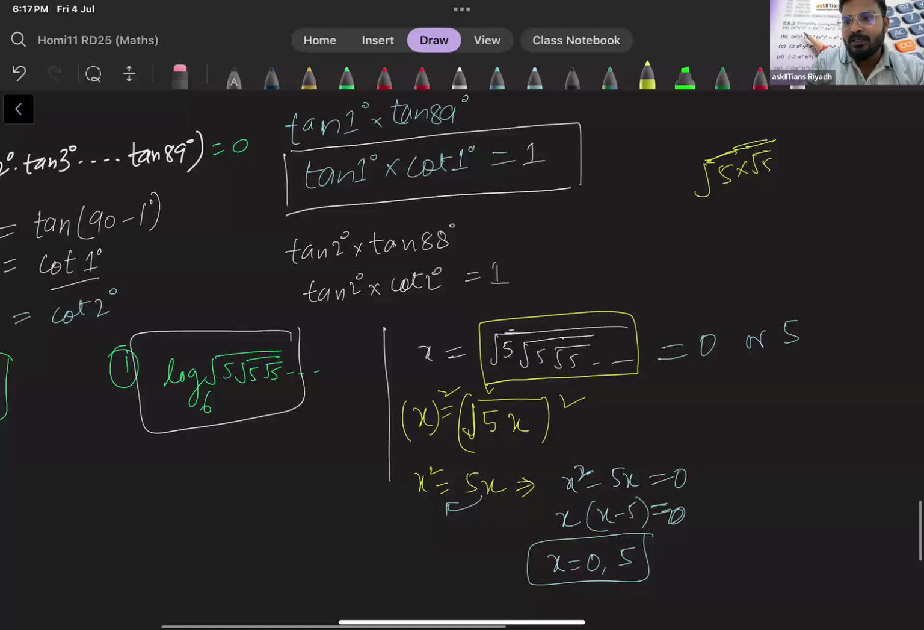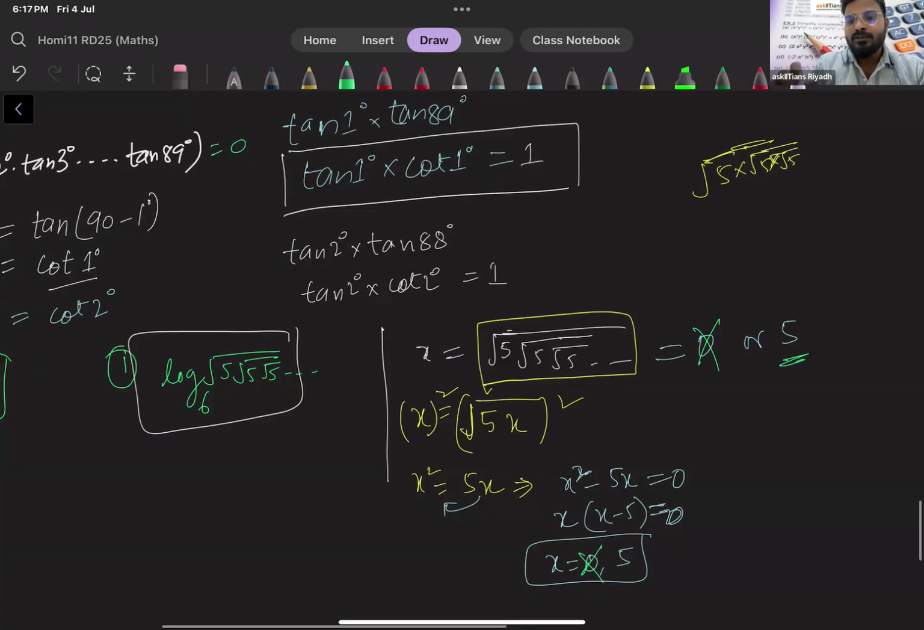If you are multiplying this again with root 5, can it be 0? No, it cannot be 0. So what I'm trying to say is that x equals 0 is not possible. This value is not possible. So what is left? 5. So this whole thing is equal to what? 5. This whole thing is equal to 5. Understood, guys? Yes or no?